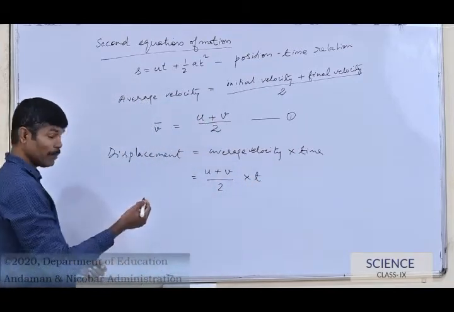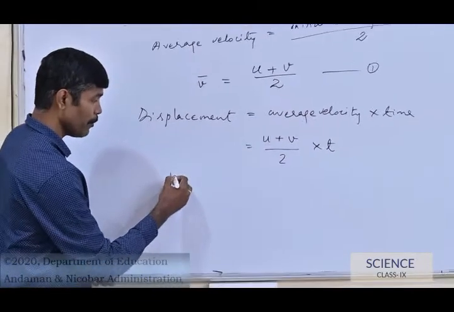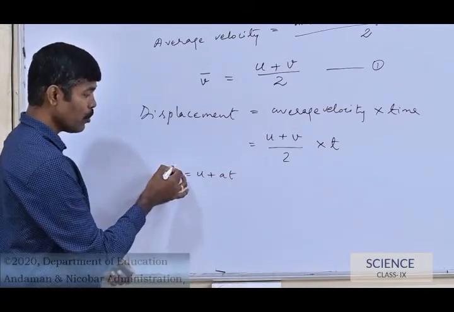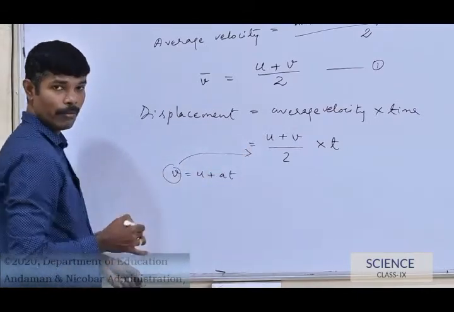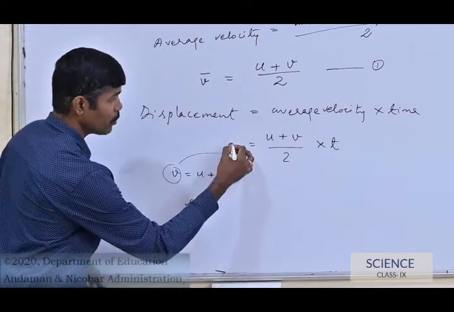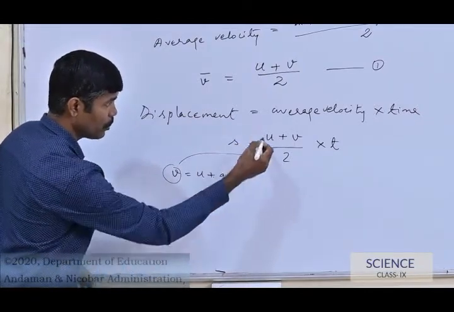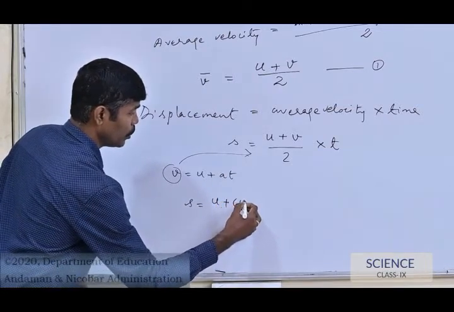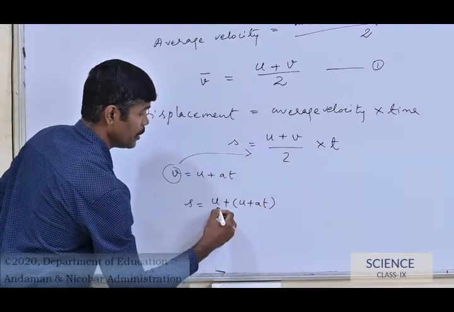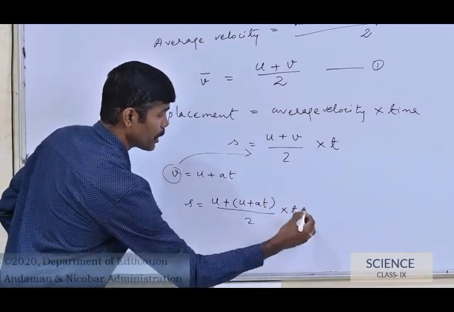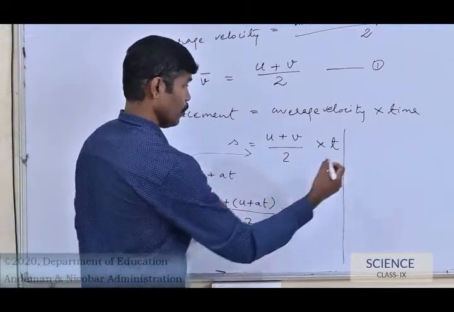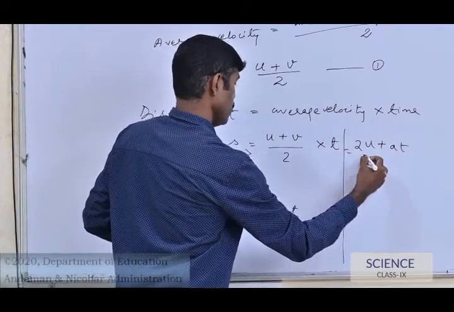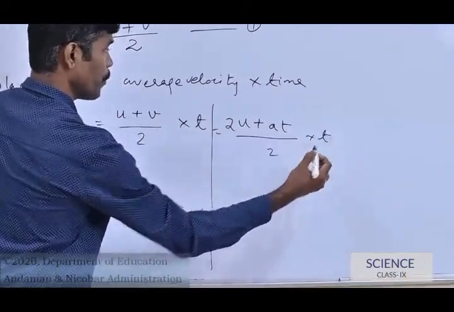Now from the first equation of motion we know that v is equal to u plus at. When you substitute the value of v in this equation, what we will get, s is equal to (u plus u plus at) divided by 2 into time. Solving this, 2u plus at divided by 2 into t.